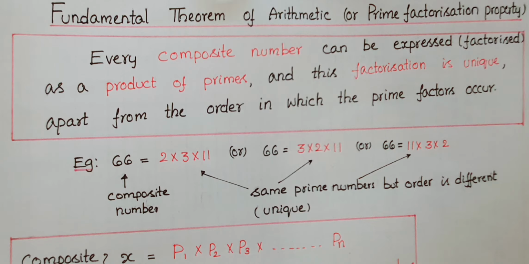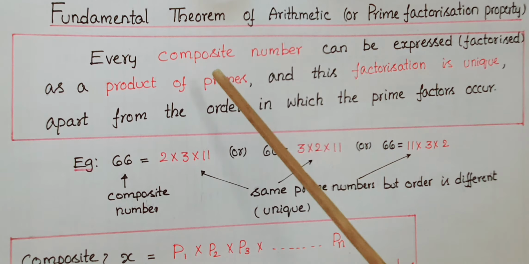Now I am going to tell about the fundamental theorem of arithmetic, or the prime factorization property. Every composite number can be expressed or factorized as a product of primes, and this factorization is unique apart from the order in which the prime factors occur.